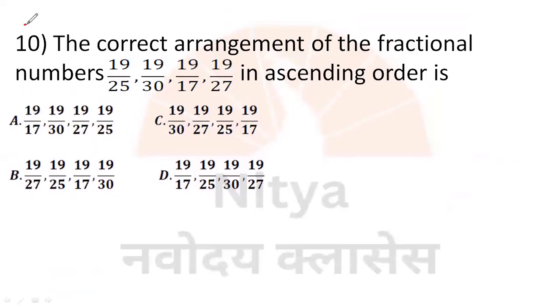The correct arrangement of the fractional numbers 19 by 25, 19 by 30, 19 by 17, 19 by 27 in ascending order. Okay, check out the options here. See here, the numerators are the same: 19, 19, 19, 19. So when this type of question arises, when the numerators are the same, the ascending order is determined by the descending order of the denominators.